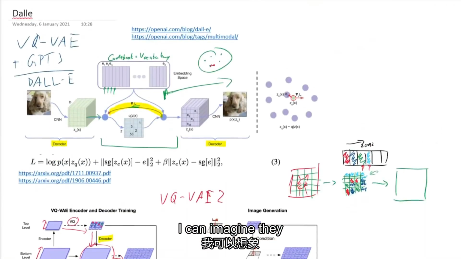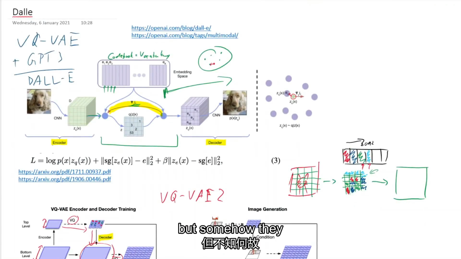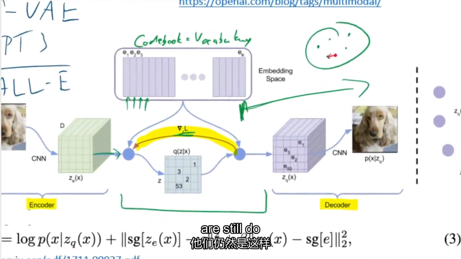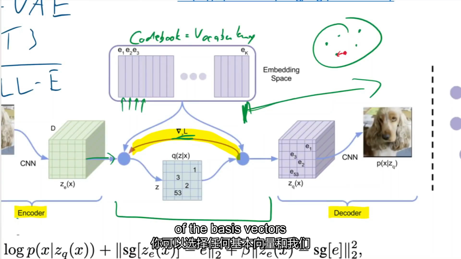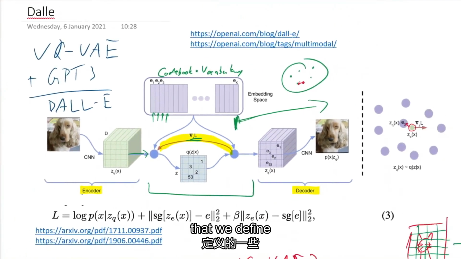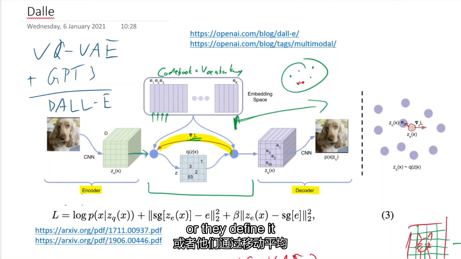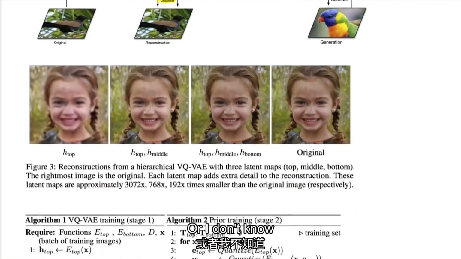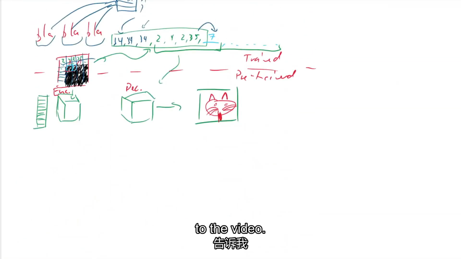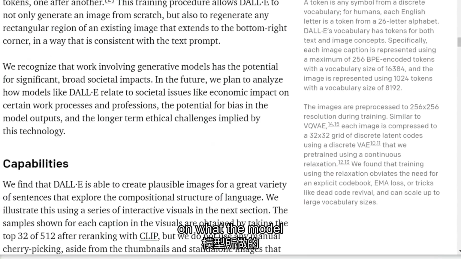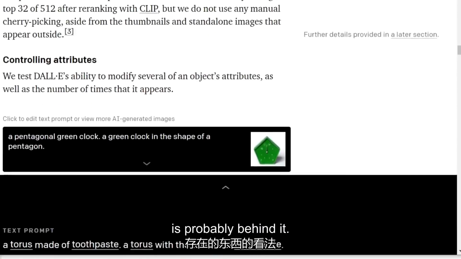I can imagine they might go back to a continuous latent space, but somehow they still do a form of quantization. This could be a fixed quantization, where you say you can choose any of the basis vectors and some mixtures that we define between them, or they define it via moving averages, or via batch statistics, or I don't know. If you know, let me know in the comments to the video. All right, so this was my take on what the model does and what is probably behind it.